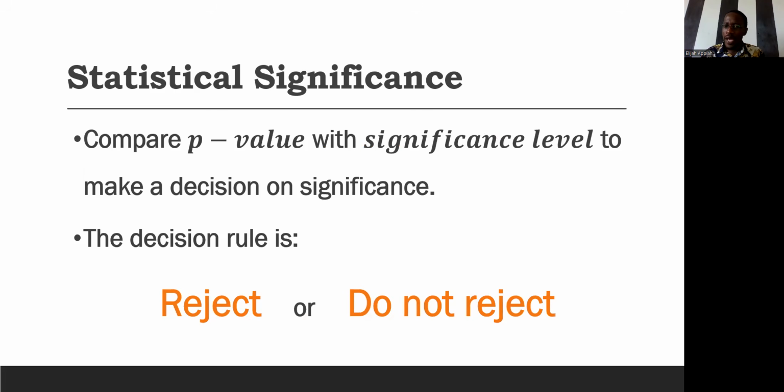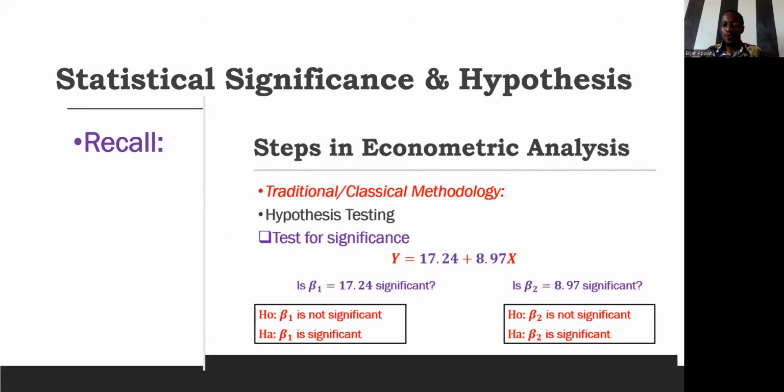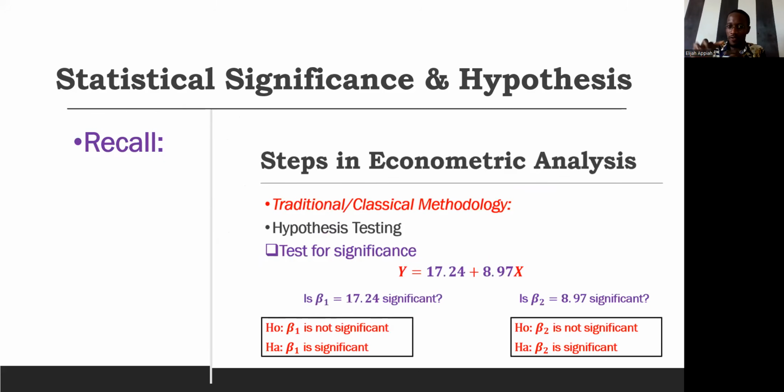So what we do is compare the p-value with the significance level to make a decision on whether the estimate is significant or not. And the decision rule is that we use reject or do not reject. Recall that when we were given the steps in the methodology of econometric analysis, we said at a point after you have estimated your beta, your regression coefficients, you will have to test for significance before you can even think about using it for prediction or forecasting or control policy purposes. Because if your estimate is not significant, then your model is not significant. That's the whole concept. So we need to test the hypothesis and determine whether it is significant or not.